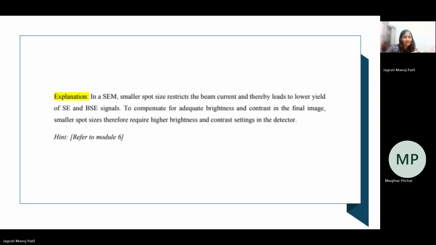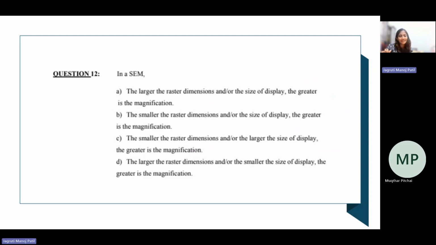Beam current. Okay. You are uploading this, ma'am? I can take a print of this and everything, right? Yes, okay.